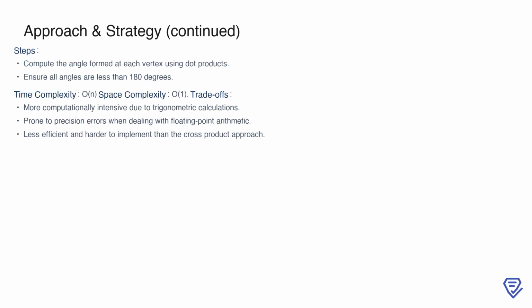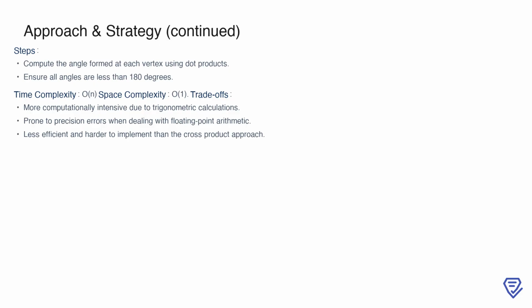To apply the angle measurement approach, we calculate the angle formed at each vertex using the dot product of consecutive edge vectors. The goal is to ensure that all angles are less than 180 degrees, which would confirm the convexity of the polygon. However, this approach has several trade-offs. The time complexity remains O(n), as we still need to evaluate each vertex, but the use of trigonometric calculations makes it computationally heavier than the cross-product method.